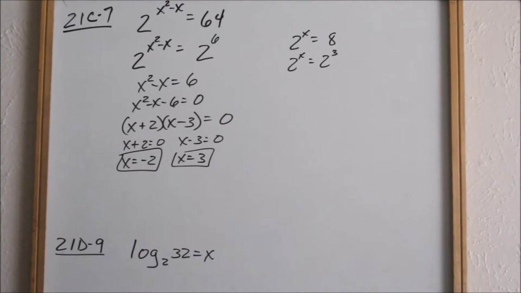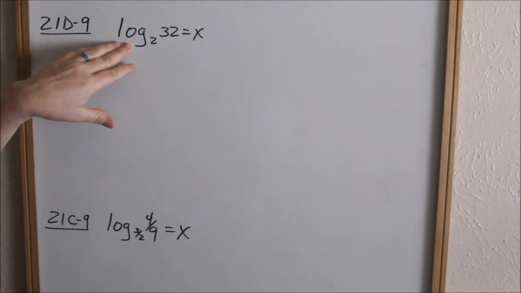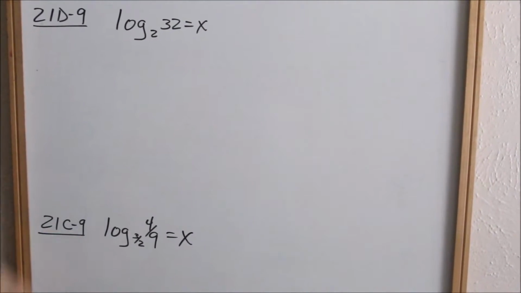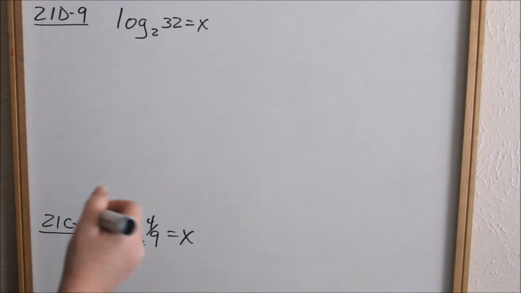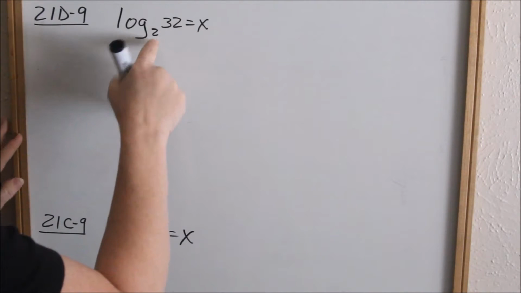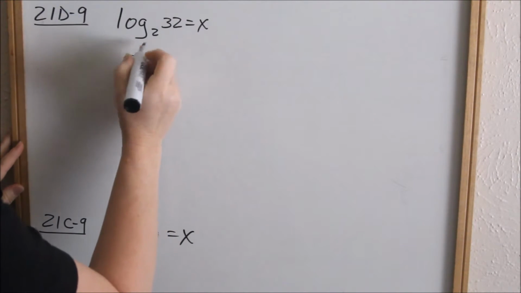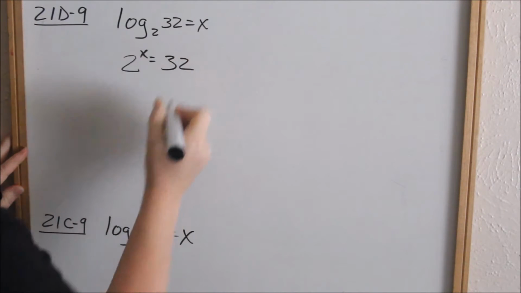Okay, so now we're looking at 21D, number 9. This is in log form. Log base 2 of 32 equals x. Get it out of log form to solve it. Okay, so how do we get out of log form? This is your base, 2. This is your exponent, so 2 to the x equals 32.